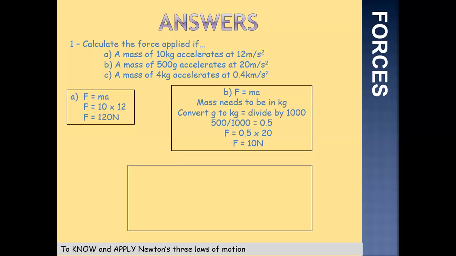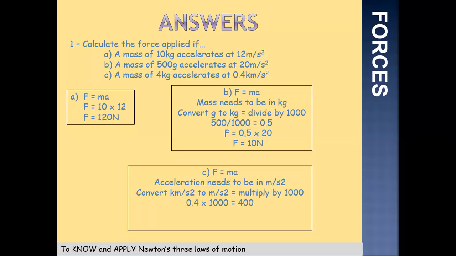Question C, a mass of 4 kilograms accelerates at 0.4 kilometers per second squared. So again, force is mass times acceleration. But look quickly at that. We can see that acceleration needs to be in meters per second squared, and it's not, it's in kilometers per second squared. To convert kilometers per second squared to meters per second squared, we multiply that by 1,000. That gives us 0.4 times 1,000, which is 400. Now we've got all the figures we can put into our equation. That would be 4 times 400. Mass is 4, acceleration is 400. That gives us 1,600 newtons.